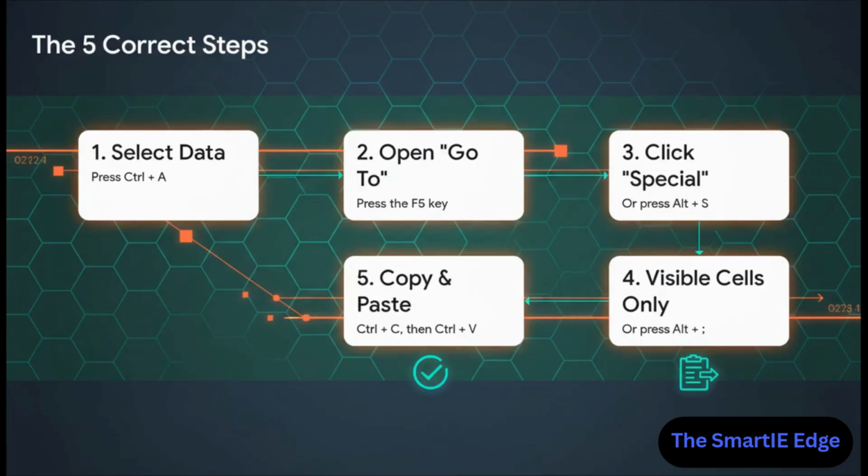It's easy. Step 1, select your data range with Ctrl A. Next, and this is key, press the F5 key to open the Go To dialog box. From there, you'll click the Special button. And now, for the most important step, choose Visible Cells Only. The Pro shortcut for this is Alt-semicolon. Once you've done that, you just copy and paste like you always do.